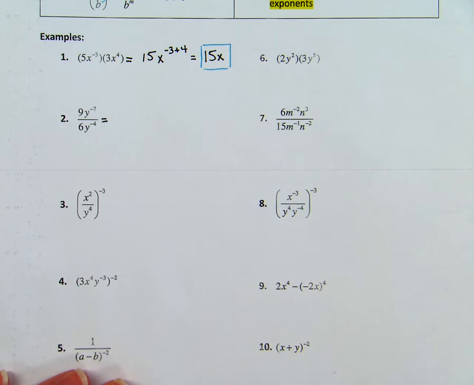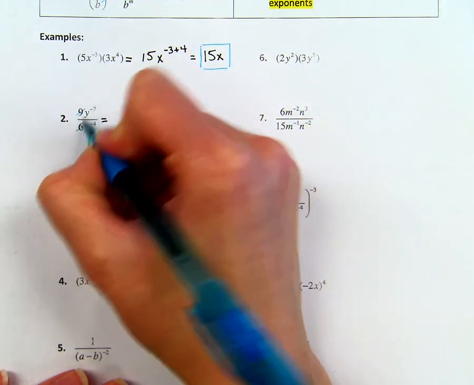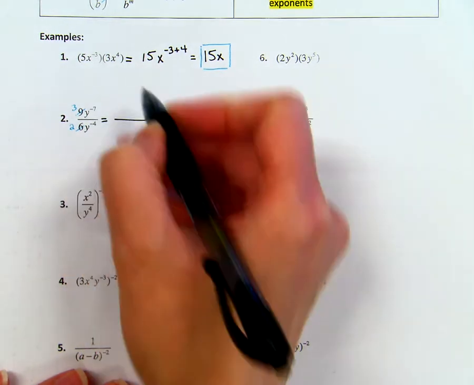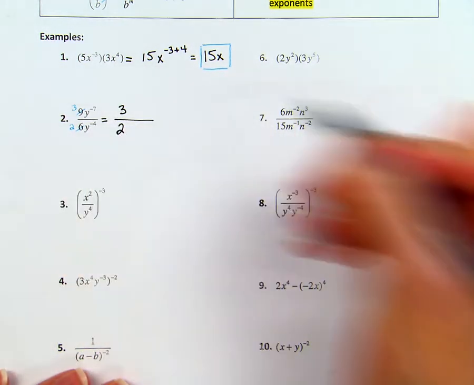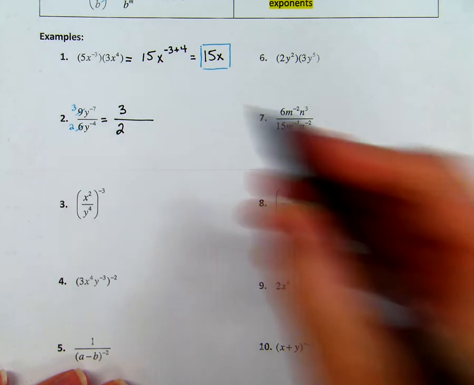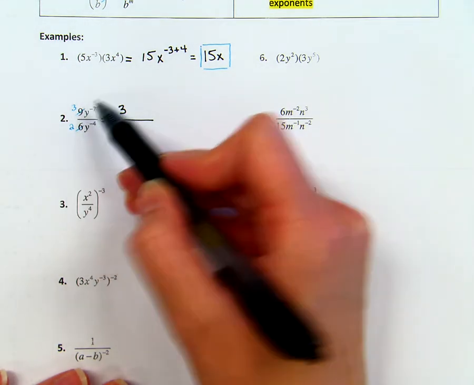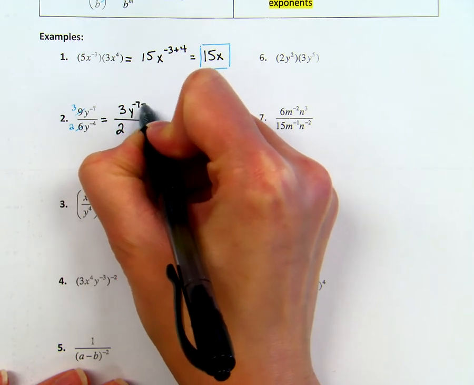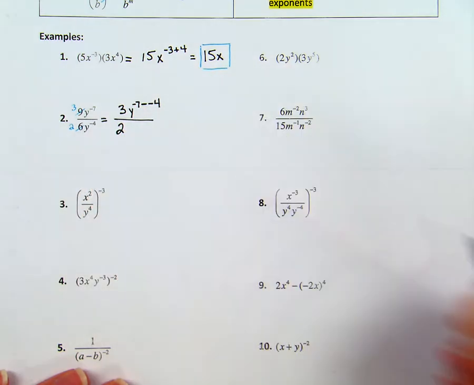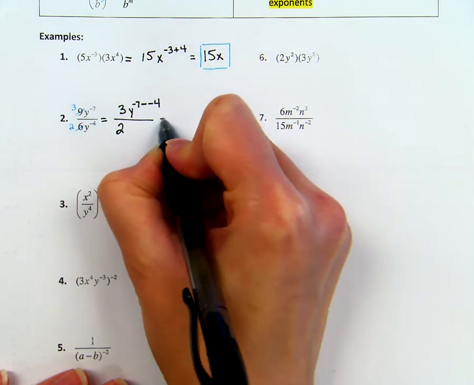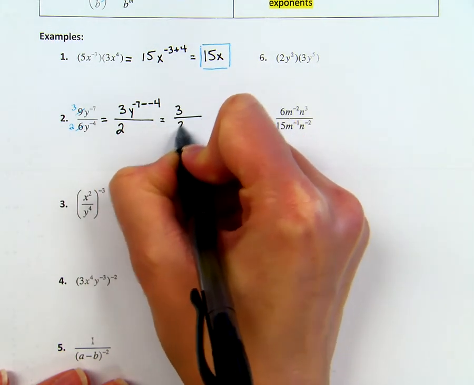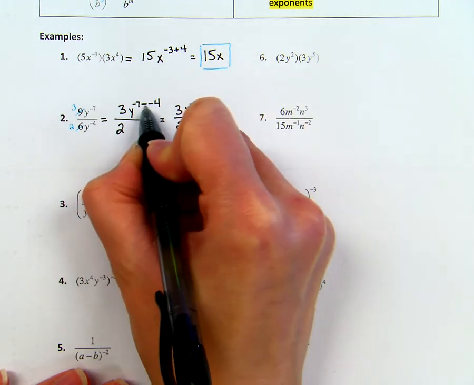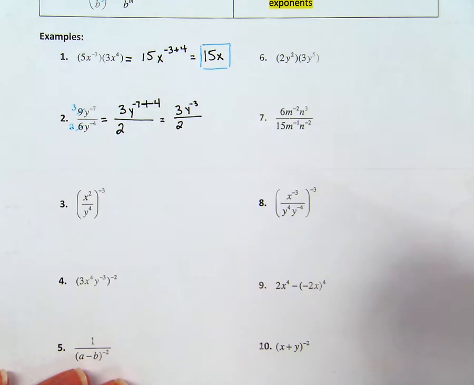9 and 6 both have a common factor of 3. So we can divide each of those by 3 and get a result of 3 over 2. The variables, again, we can subtract these. We can say y to the negative 7th minus a negative 4. This will give us a result of y to the negative third. Remember that subtracting a negative is the same as adding.